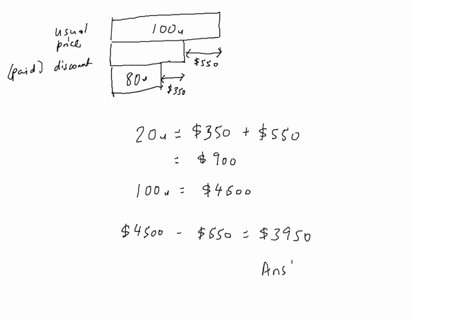Sorry, Damir, wait. 3950. Yes, Damir. You can find 80 units, then you plus 350 as well.